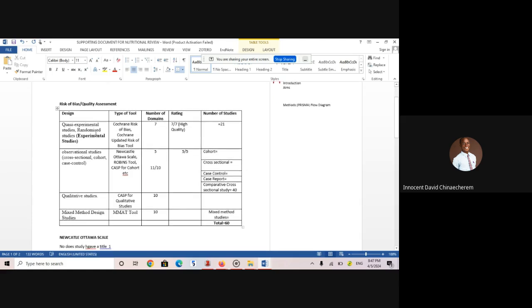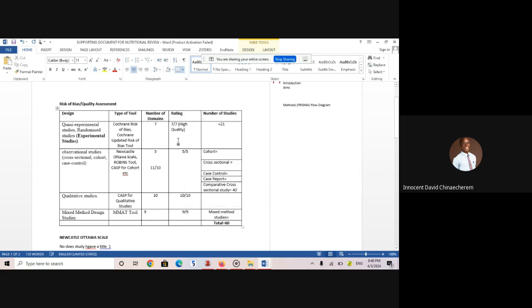Remember, there's a special explanation for the Cochrane risk of bias too, in terms of scoring. The same thing applies here. I'm going to score it 10 over 10. If it has, for example, 9 domains, then I'm going to score it 9 over 9. Okay, so good.